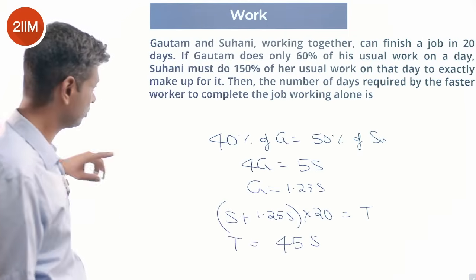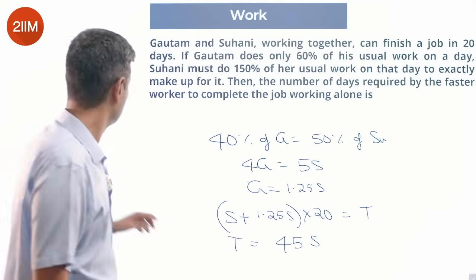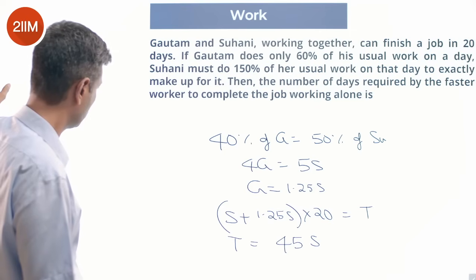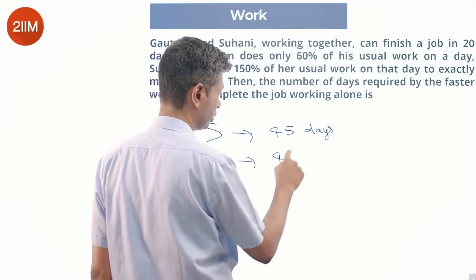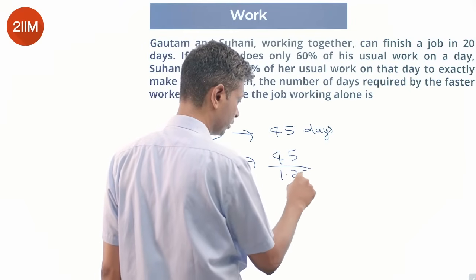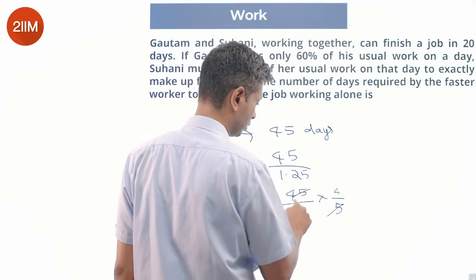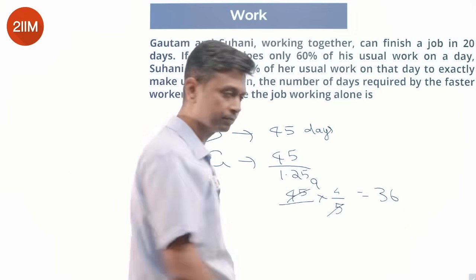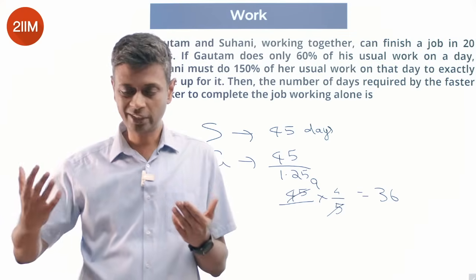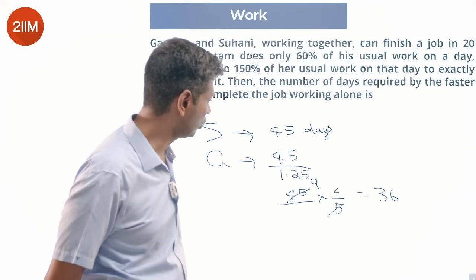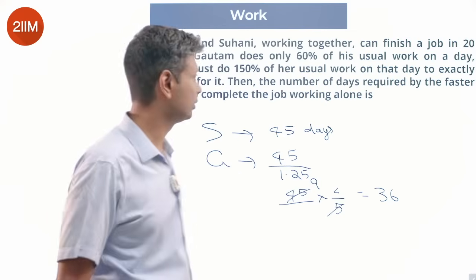Why so? Because Gautam does 1.25 times Suhani's output in a day. Faster worker. So Gautam is 1.25 Suhani. So Gautam will take 45 divided by 1.25, or 45 by 5 by 4 into 4 by 5, 36 days. Gautam is a faster worker. He is 25% more efficient than Suhani, or he'll take fewer days than Suhani. So Suhani takes 45 days, Gautam will take 36 days. The faster worker will take 36 days. Nice juicy question, should be knocking it off.